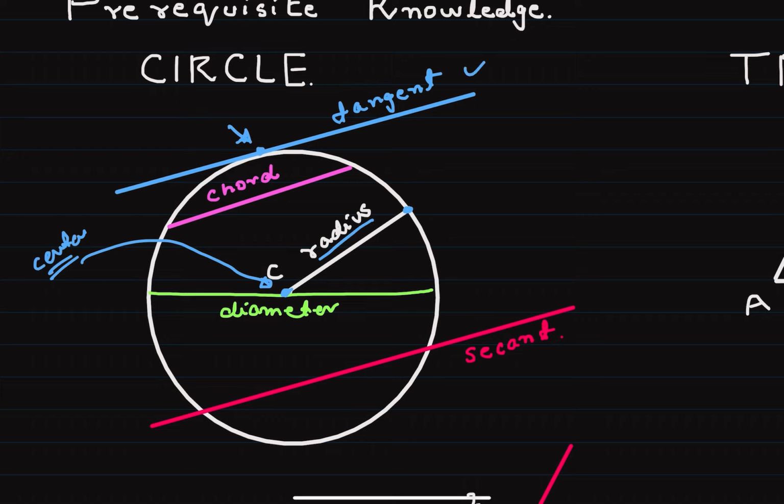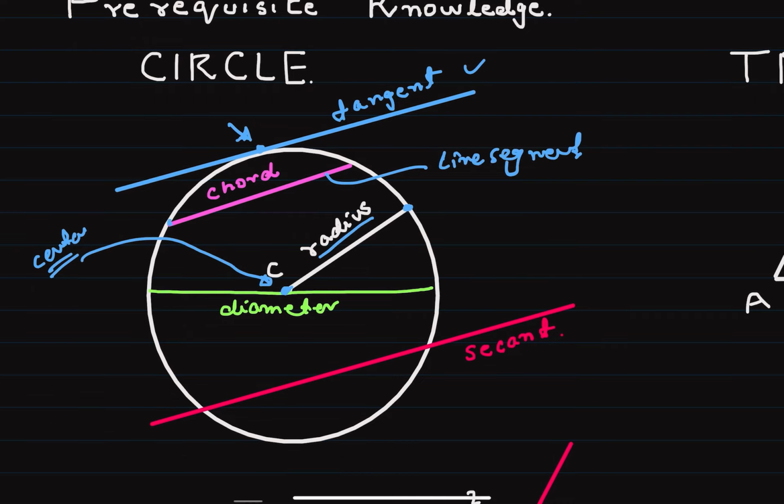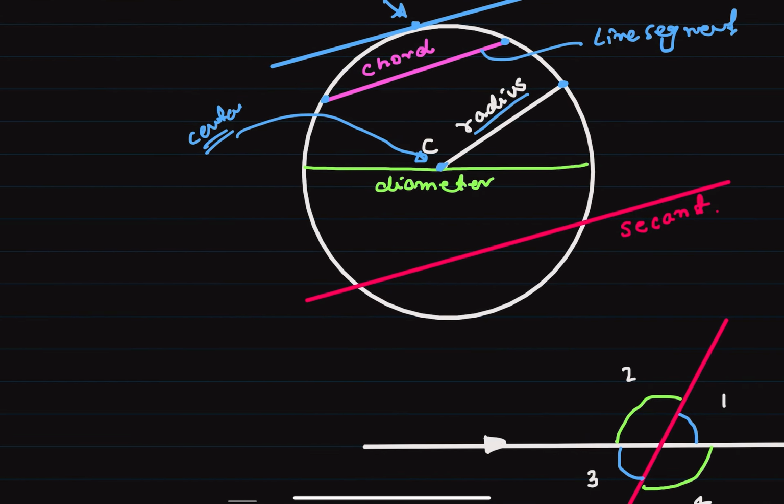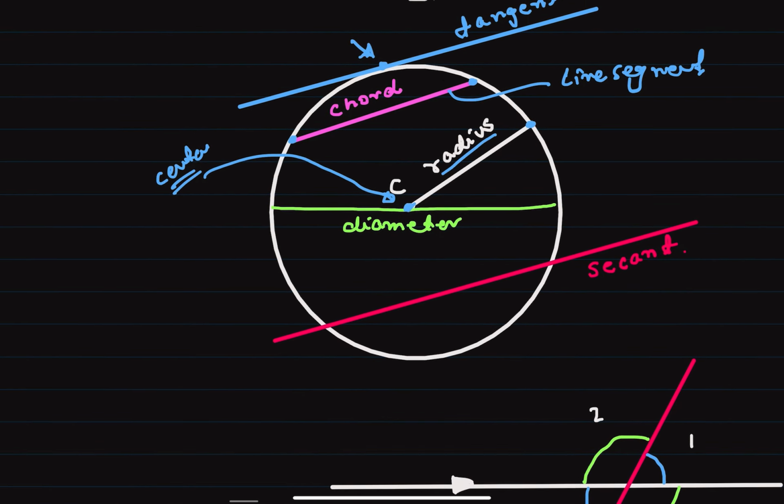And a line segment that has two end points on the circumference is called a chord of the circle. And if this chord passes through the center of the circle, this is called diameter. And we have 2 points on the circumference of a circle, and this is a line, not a line segment, right? This is a line. So this is called secant.